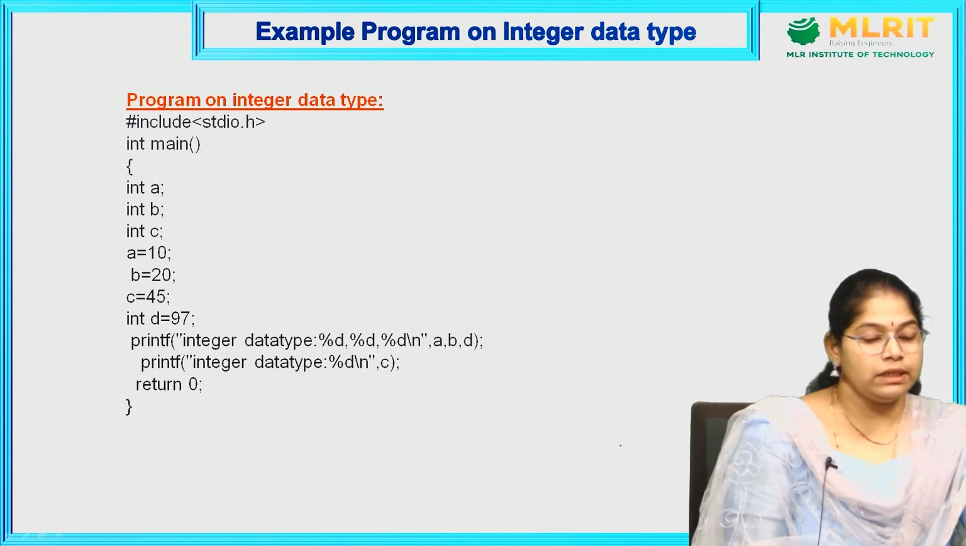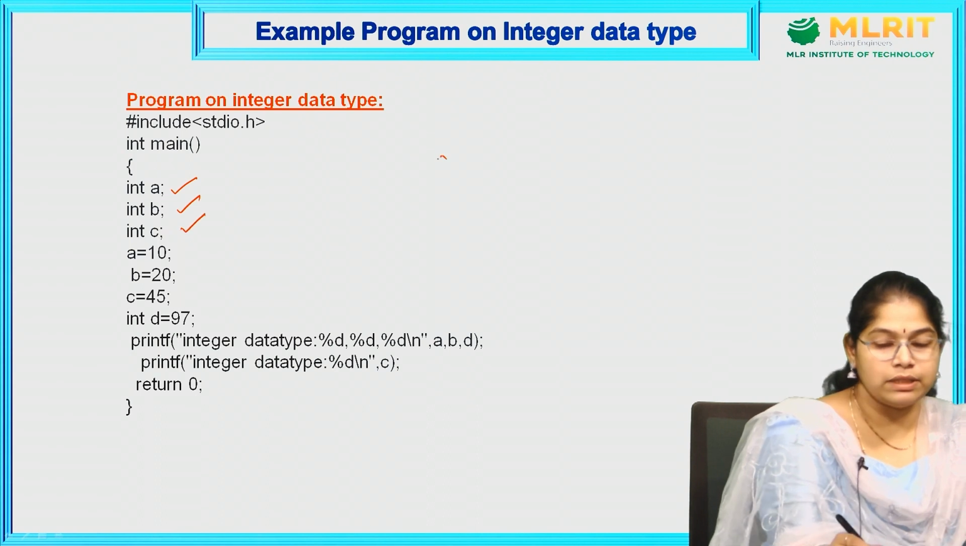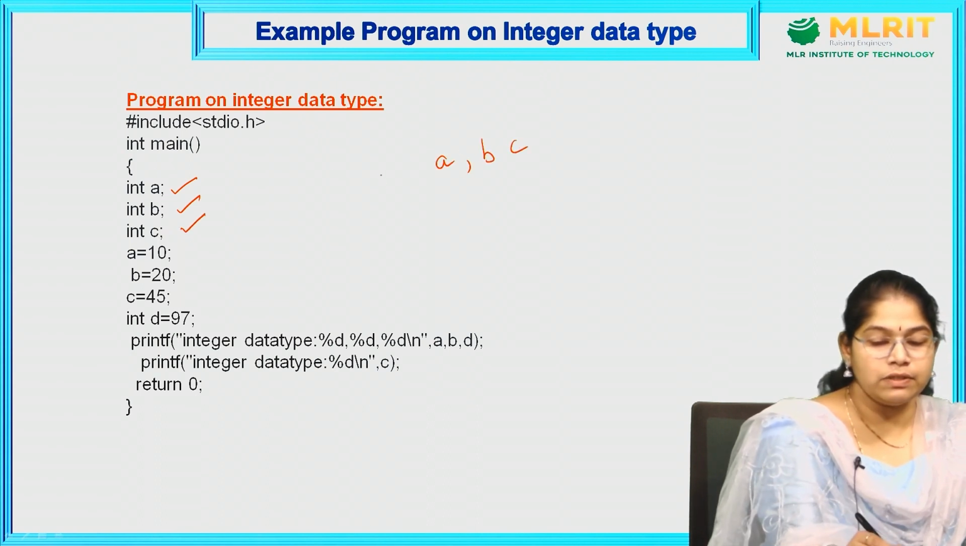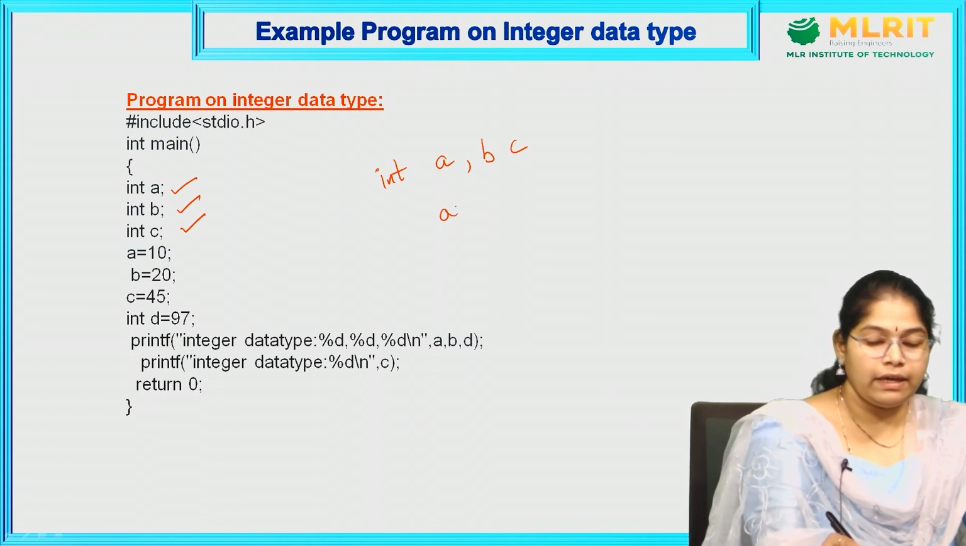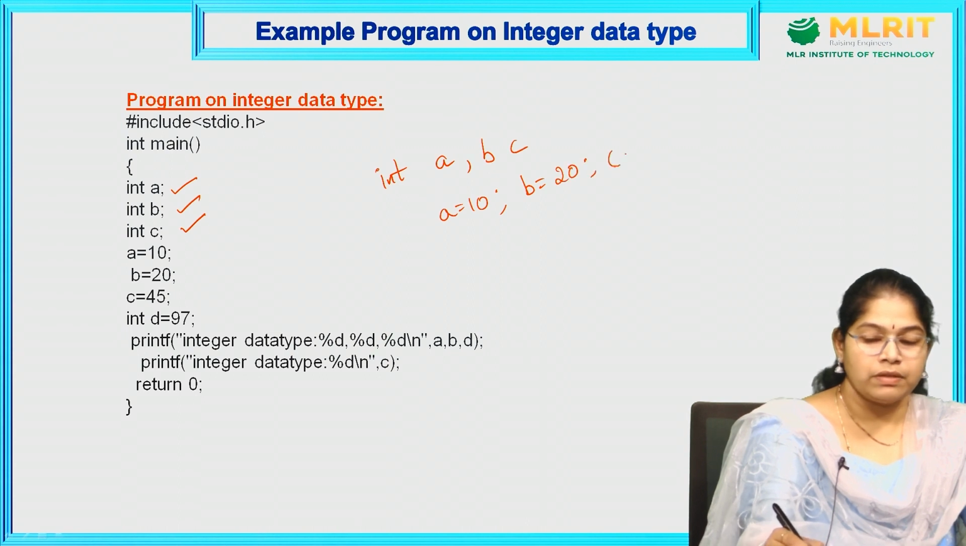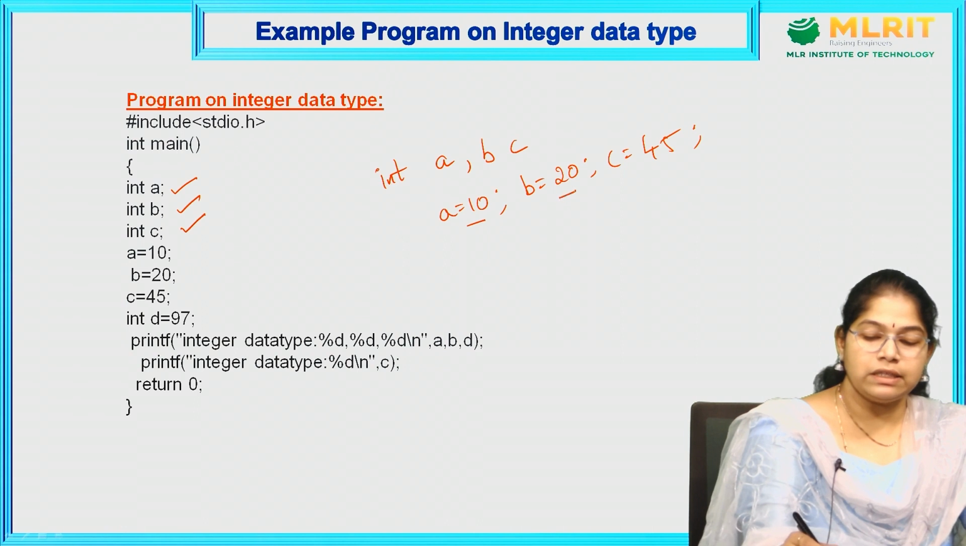Example on integer data type. If you observe here, we have integer A, B, C. A, B, C are the three variables which I declared as integer type, and here A is given a value 10, B is 20, C is equal to 45. So these are all integer data types.